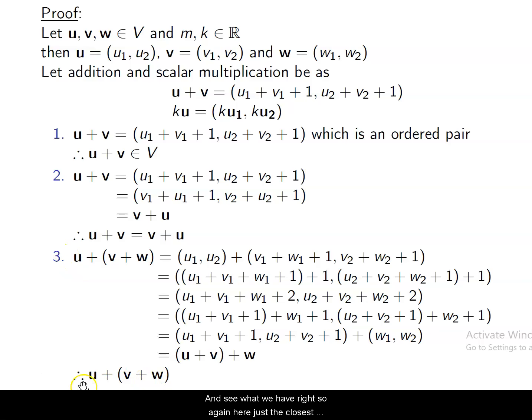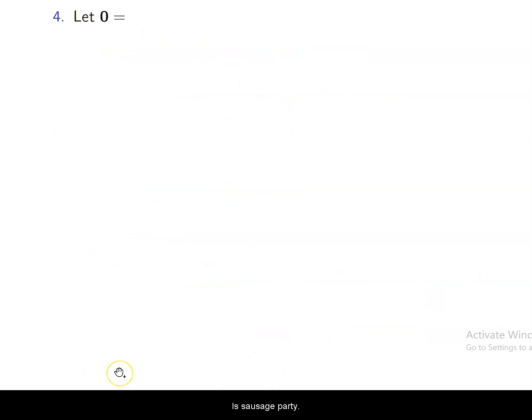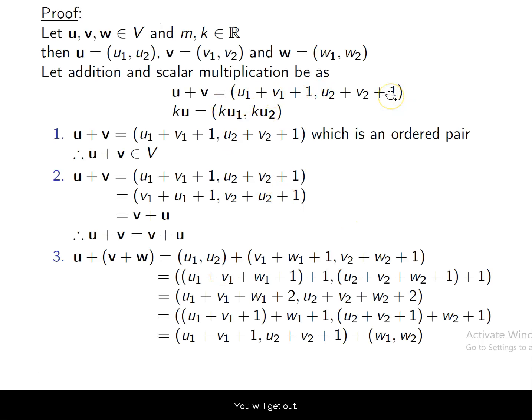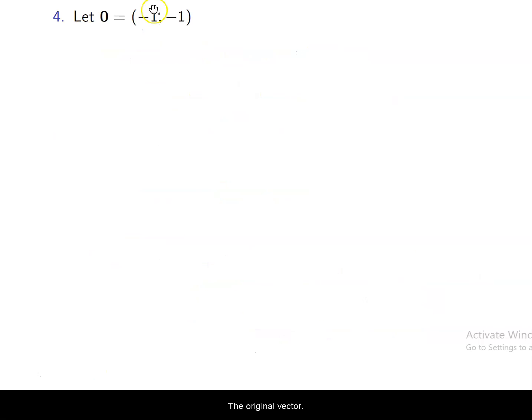So again, here just to close this one out, we have our summarizing statement here. Therefore, u plus v plus w is the same as u plus v plus w, right? So that's what we just showed, this associative property. So for a 0 vector, your 0 vector should be -1, -1. Well, would you look at that? There's no zeros there at all. But if you add that to any vector, using our definition of addition that we have here, you will get out the original vector. So again, right, our 0 vector here is not all zeros.